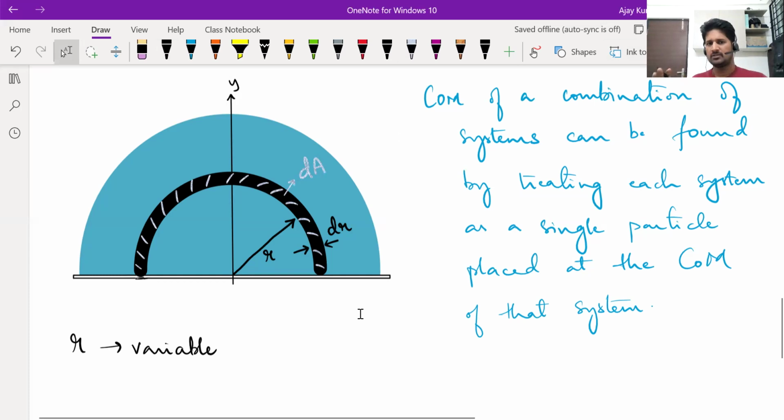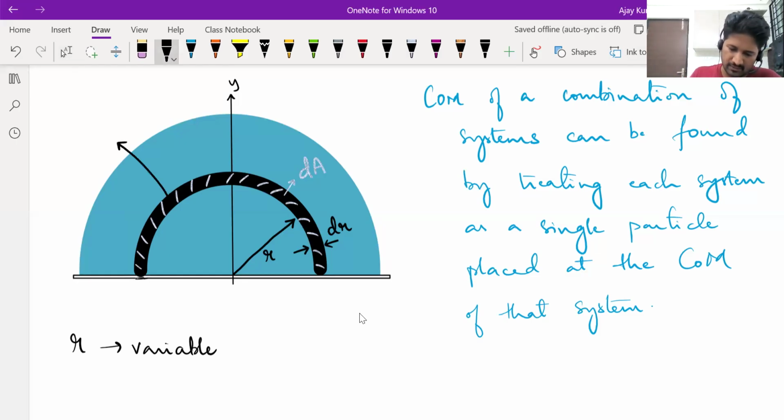What is our aim? Our aim is to derive the position of center of mass of the semicircular disk. For that, we are considering the semicircular disk as a collection of semicircular rings like this. So we are using the idea of center of mass of a combination of systems. Now the black semicircular ring that I have shown here is one of the systems. Its area is dA, and assume it has a mass dm. We still don't know how much it is; we have not derived it. But it's a uniform semicircular ring.